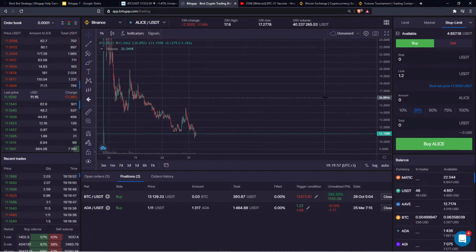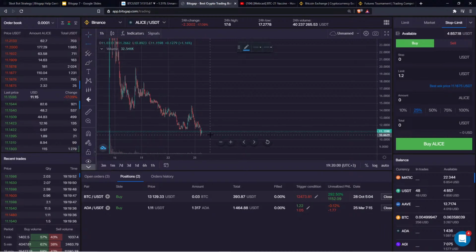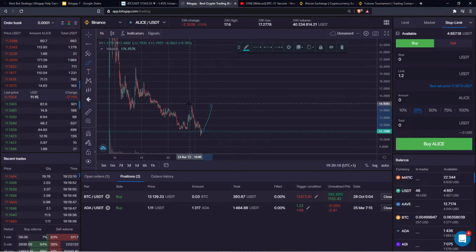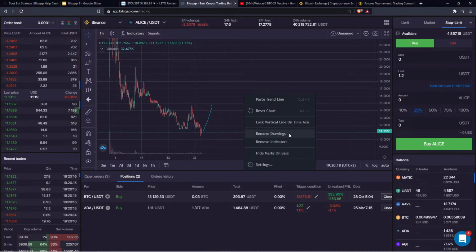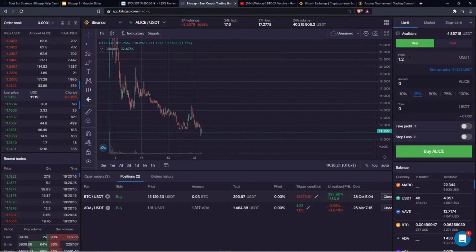So for example, instead of buying right now at the current price of $11, let's assume that you want to buy Alice only if it goes higher than the previous higher high. And this is where you want to set your buy order. Because if you would set your limit at this price of 15, it would not wait for the price to reach $15. It would just buy Alice at the current price.